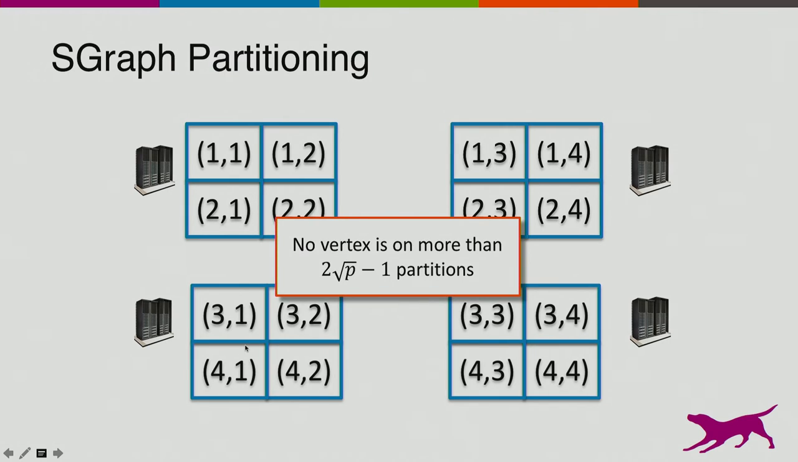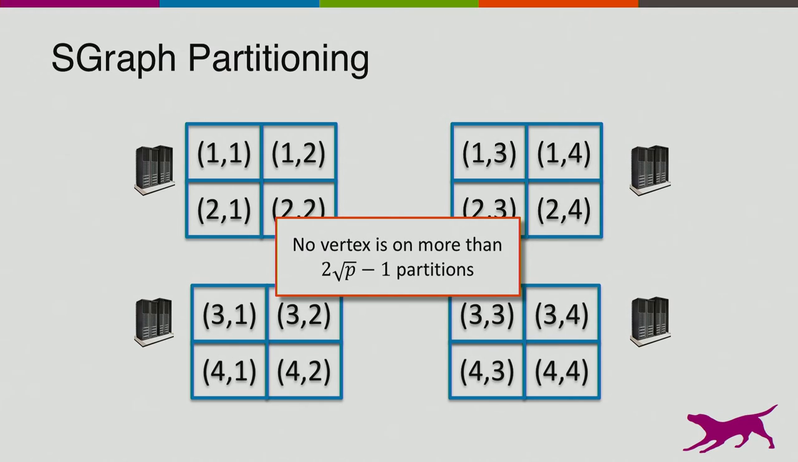Because of this grid constraint, each vertex can span no more than 2 square root of p partitions. For example, vertex partition 1 only exists on these partitions. So they will show up on no more than 2 square root of p minus 1 machines, assuming you have as many machines as the number of partitions you have.